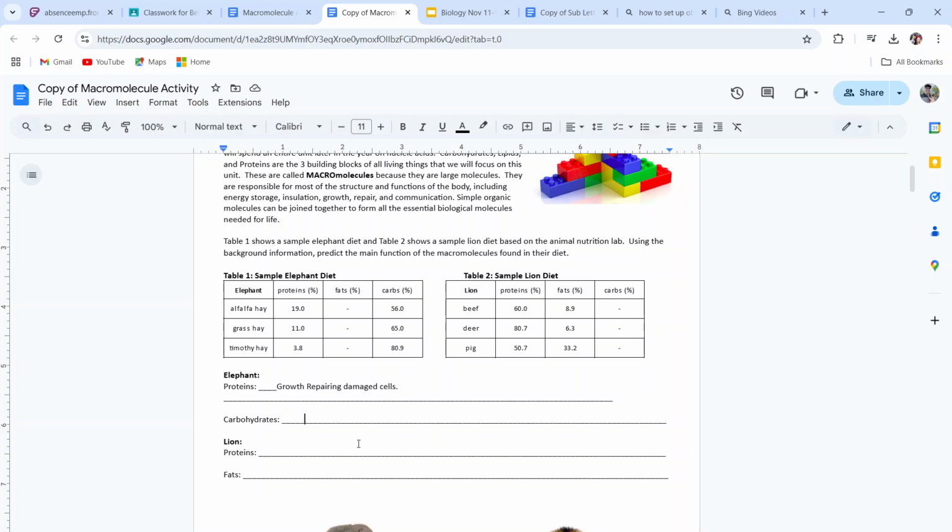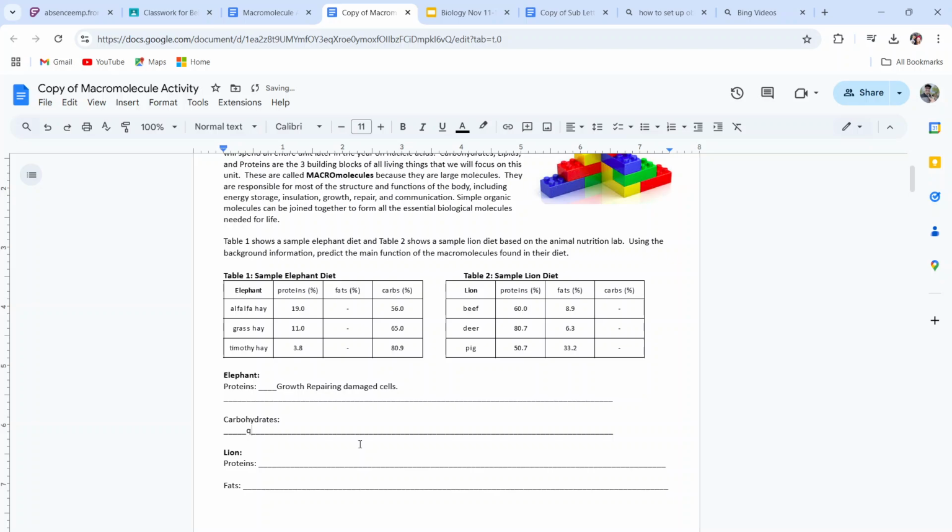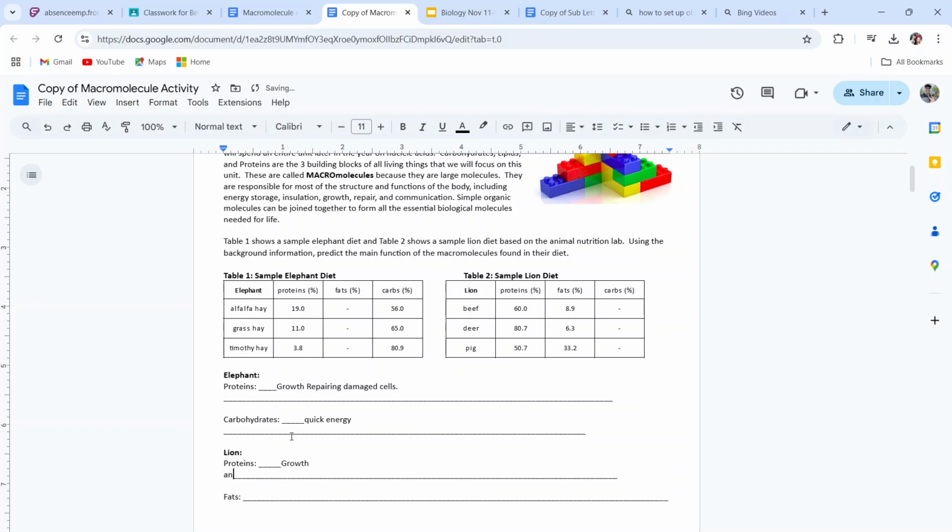Now, if we take a look at the carbohydrates, I want you to immediately think of quick energy. They are used for quick energy. This is your energy molecule. This is the type of macromolecule that you take into your body when you eat that is going to give you the energy to get through the day. So as we see for this next part, again, proteins: growth and repair.